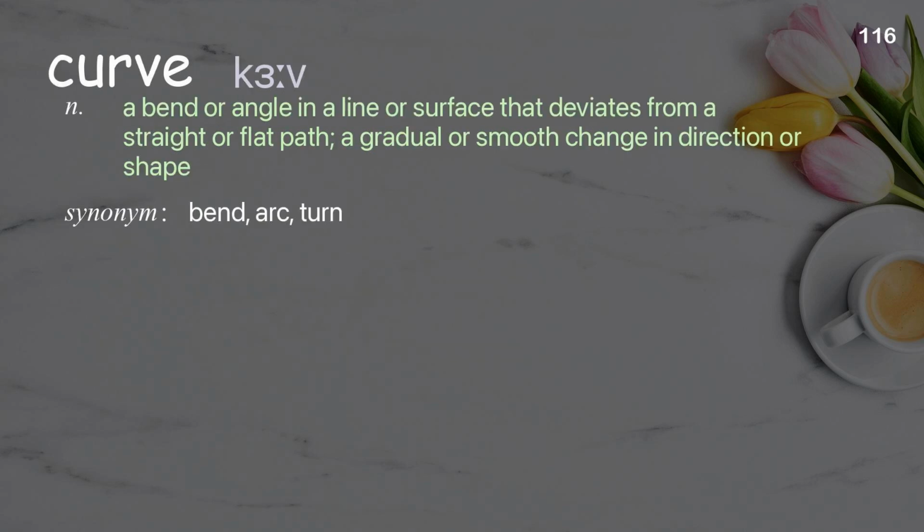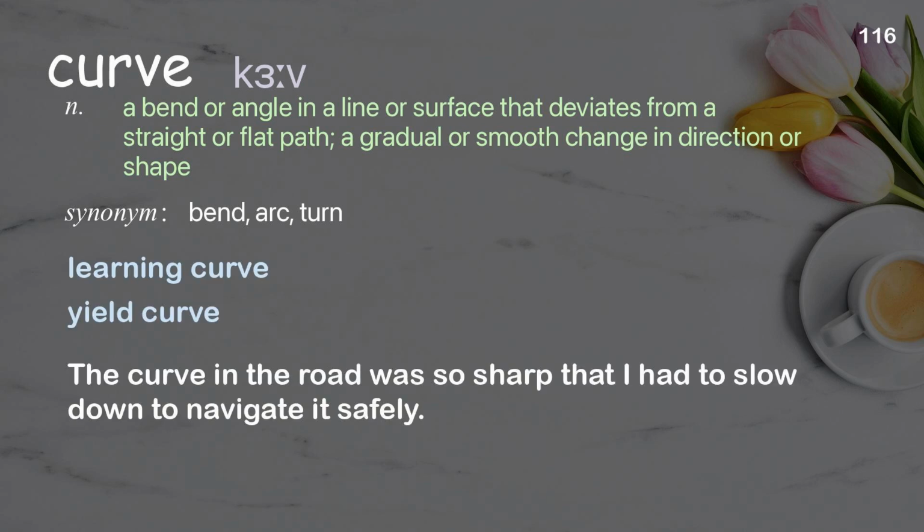Curve. A bend or angle in a line or surface that deviates from a straight or flat path, a gradual or smooth change in direction or shape. Examples: learning curve, yield curve. The curve in the road was so sharp that I had to slow down to navigate it safely.